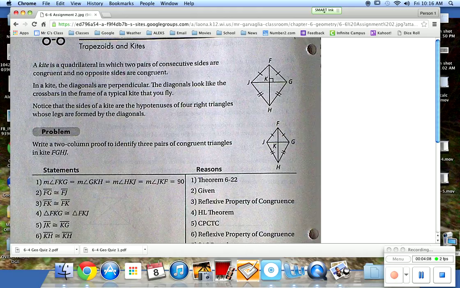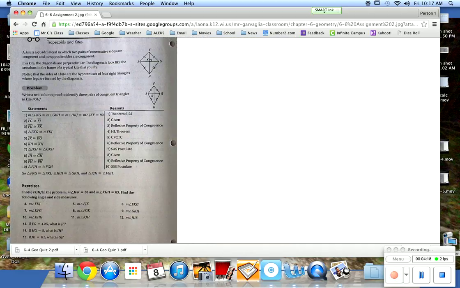So, notice what we're going to get into. We're not going to do a proof. But you have to learn what a kite is. There's a kite, right? We usually have a tail coming off it. All right. What are the properties of a kite? Listen up. What are the properties of a kite?